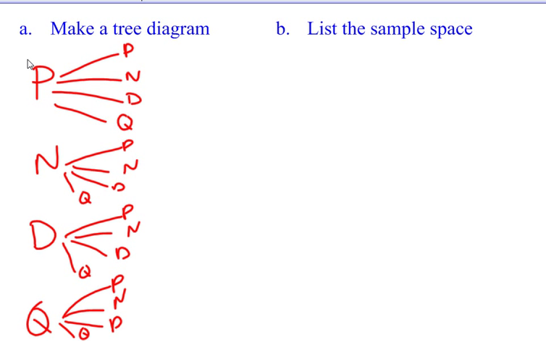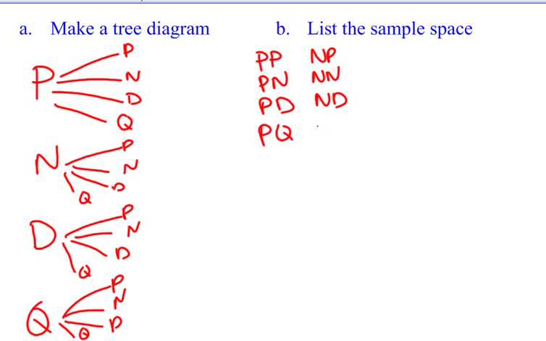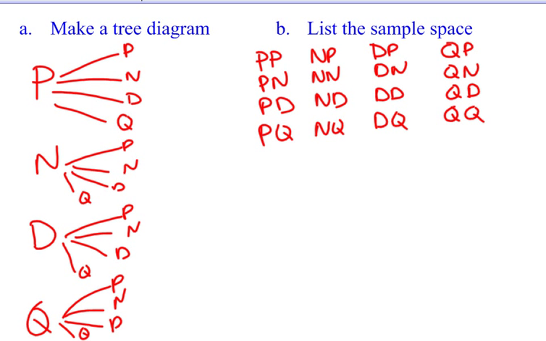When they ask to list the sample space, you're going to list every possible combination you could pull out of that bag when you draw 2 coins. So I would go through my tree diagram and just list my options. For pennies, it was penny-penny, penny-nickel, penny-dime, penny-quarter. Then for nickels, nickel-penny, nickel-nickel, nickel-dime, nickel-quarter. For dimes, it was dime-penny, dime-nickel, dime-dime, dime-quarter. And for quarters, it's quarter-penny, quarter-nickel, quarter-dime, quarter-quarter. So there's an example of my sample space. Those are all my possible options.